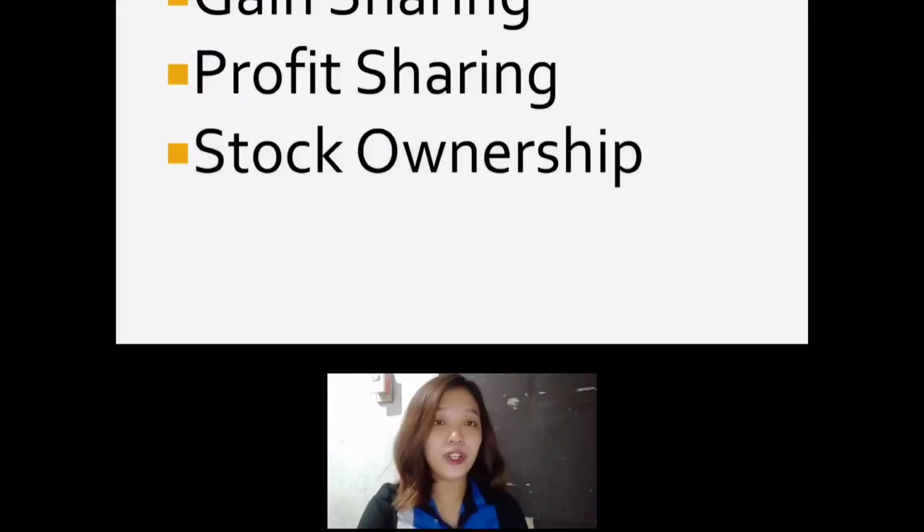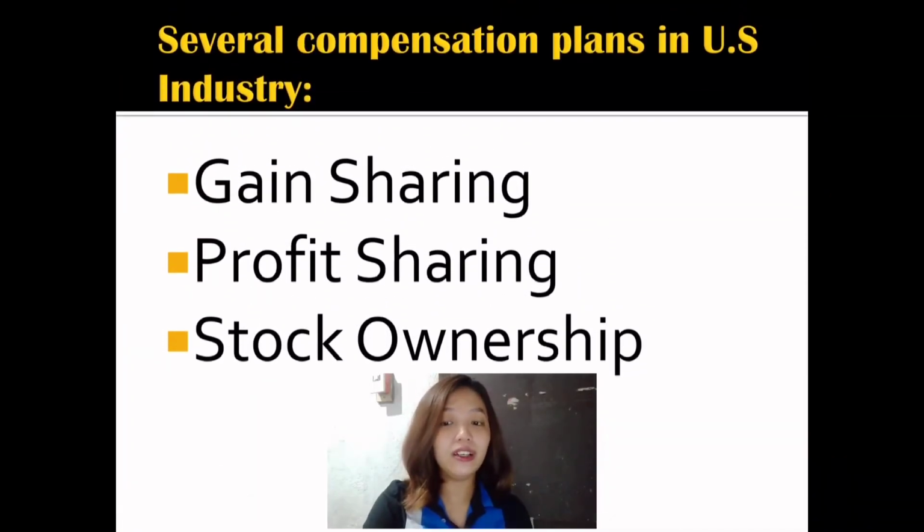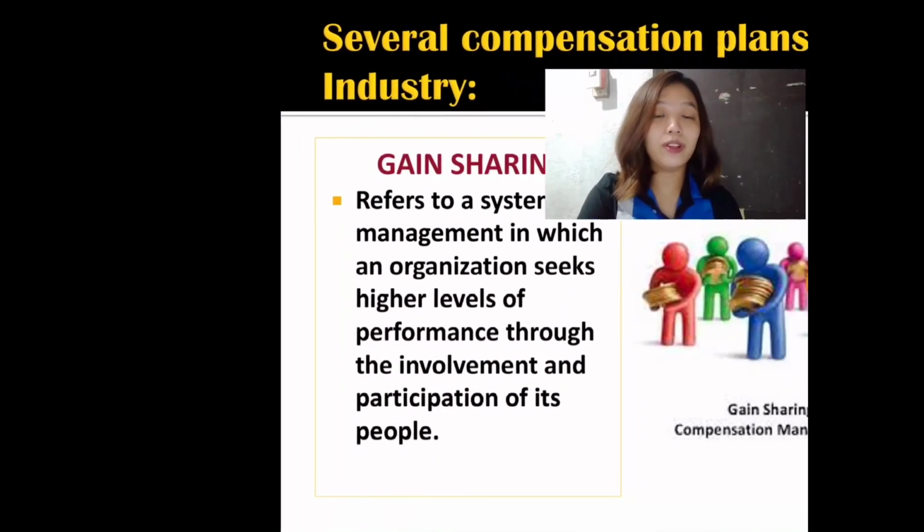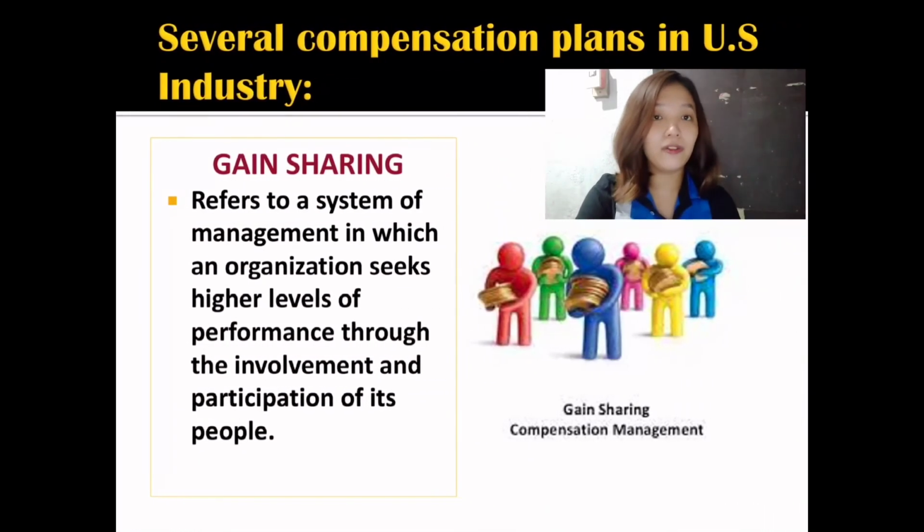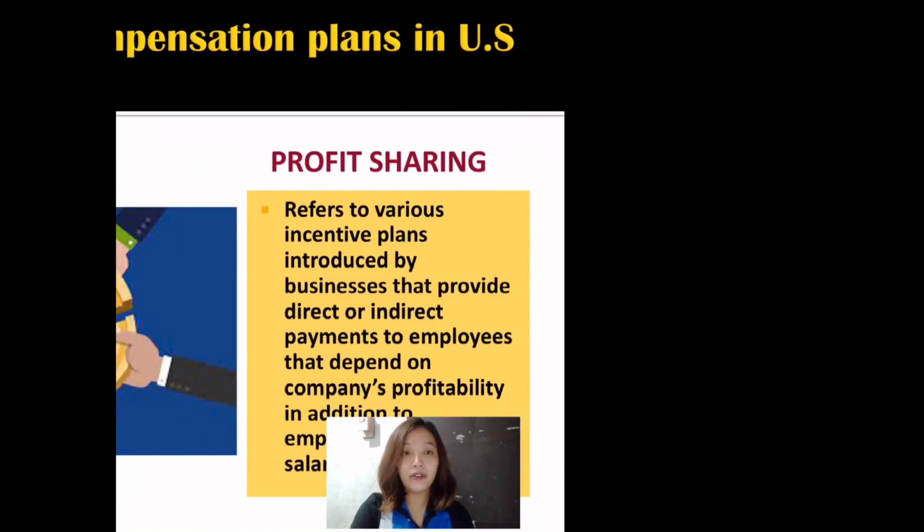There are several compensation plans in U.S. industry including gain sharing, profit sharing, stock ownership. Gain sharing. Gain sharing is one of the most rapidly growing compensation involvement systems in U.S. industry. It is a system of management in which an organization seeks higher levels of performance through involvement and participation of its people.